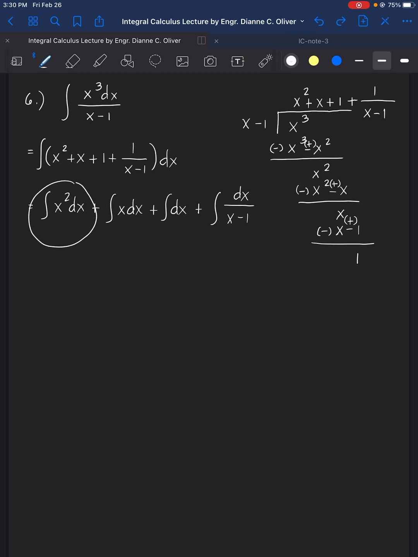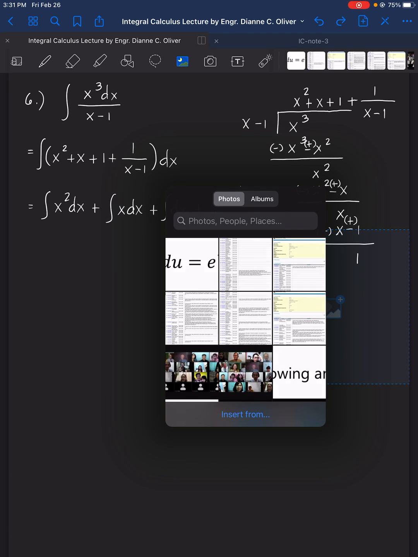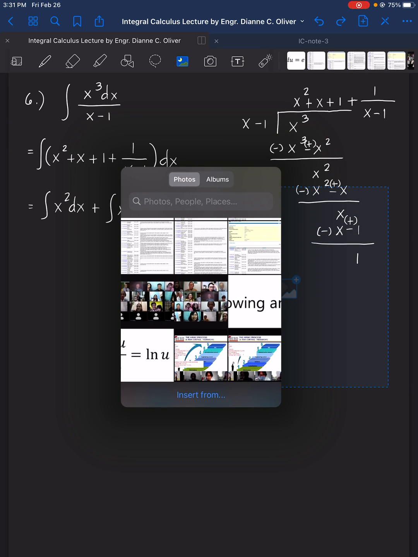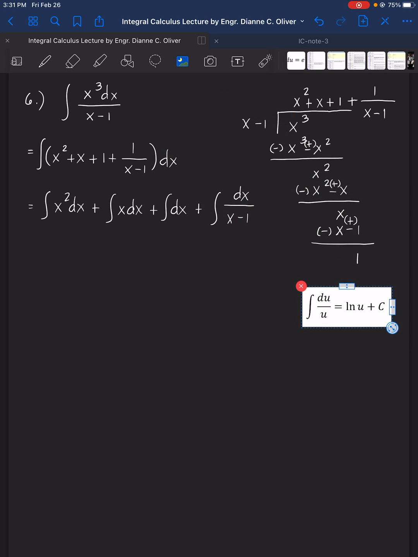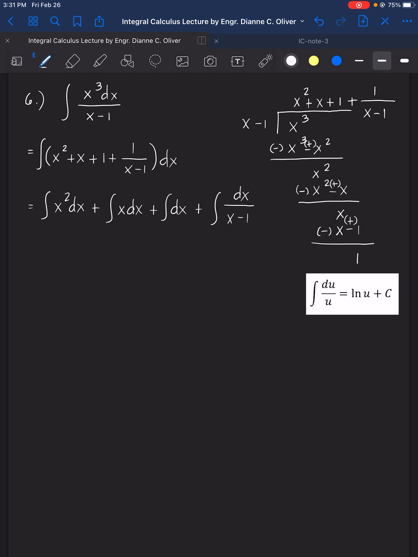So we can notice we can use the power formula here, here, and here. But in this portion, we can use the logarithmic function. So using the logarithmic function, use the pattern again. Let's follow that pattern. So u here is equal to x minus 1, du is equal to dx. Since the pattern here has been satisfied, then the answer has this pattern, ln u plus c.